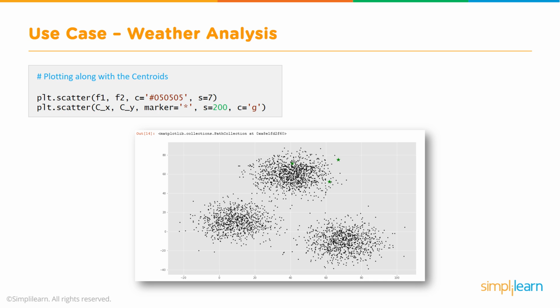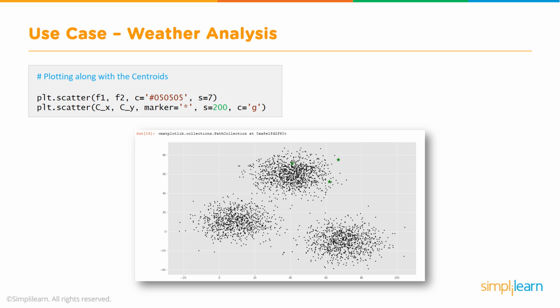Now, once we've done that, we're going to go ahead and plot a scatter plot of F1 and F2, our original data. And the c, again, c just stands for color. So the color number 050505 is a very dark color. It looks pretty black to me. And we're going to scatter plot the C_x and C_y. C_x was all the x centroid markers, and C_y is the array of the y's. And we're going to put those as stars.